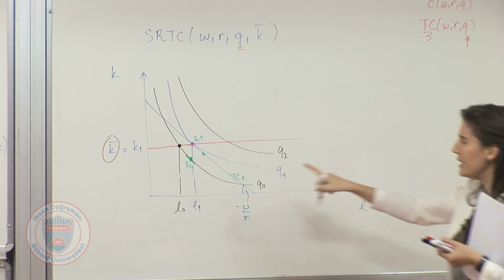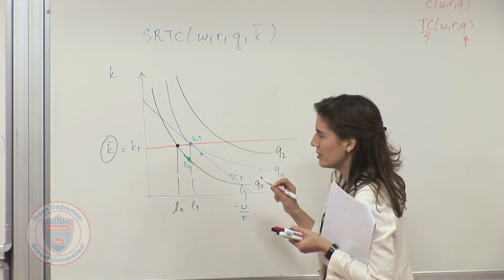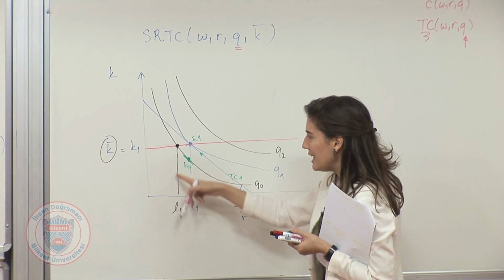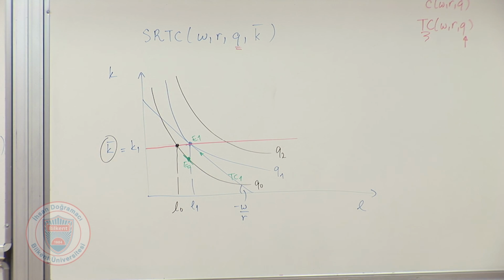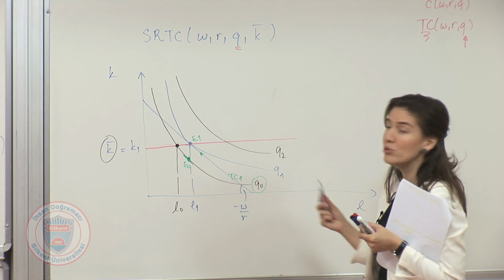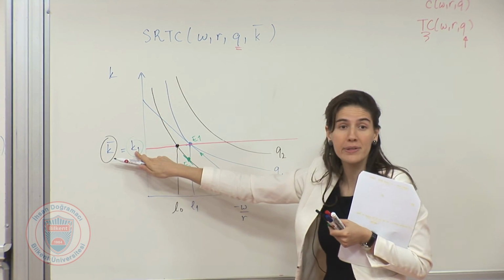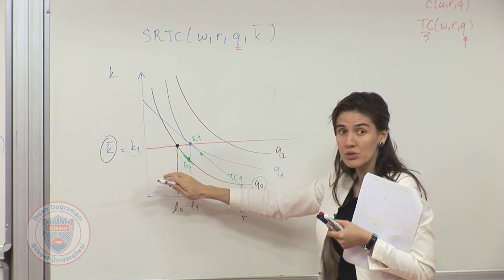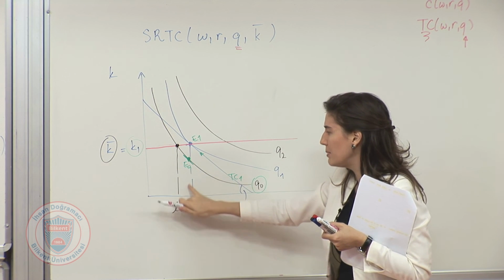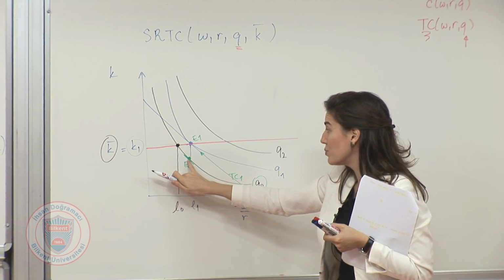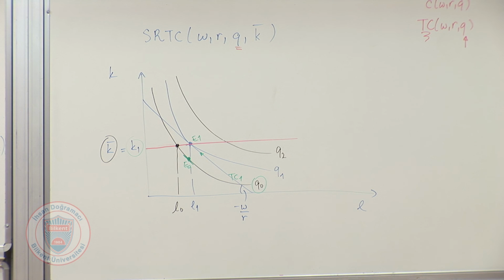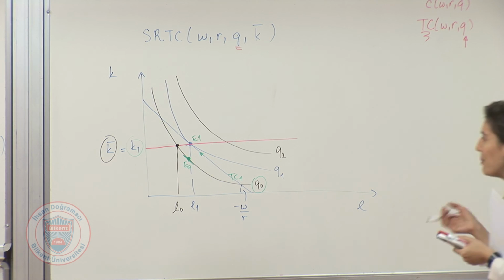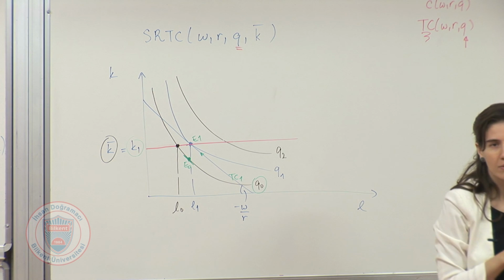What's happening here at E0? You are using too much capital or too little capital? Too much, right? Apparently if you want to produce Q0, you don't need this much capital. You can use less capital and a little bit more labor, where your costs would be much lower. This is TC1, much, much lower. You can achieve that, but if your capital is fixed, you cannot achieve that.